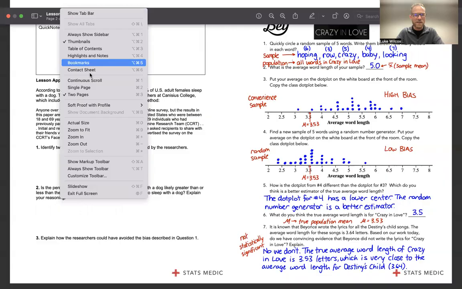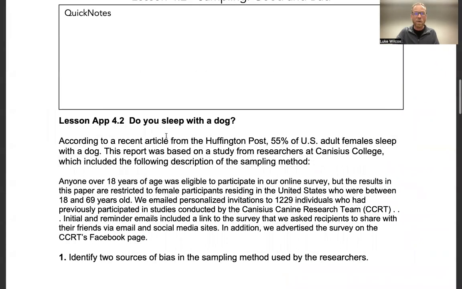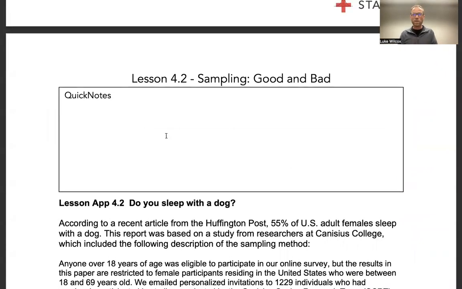Then on the next page, you see what we call the quick notes. The quick notes is where you're going to go back to each one of the learning targets and summarize what students should have learned about that particular learning target.